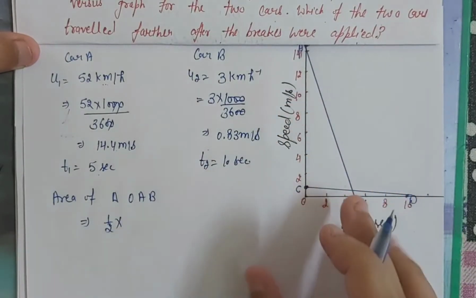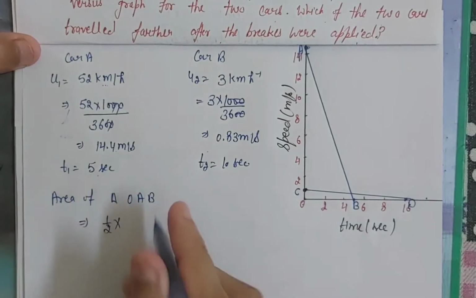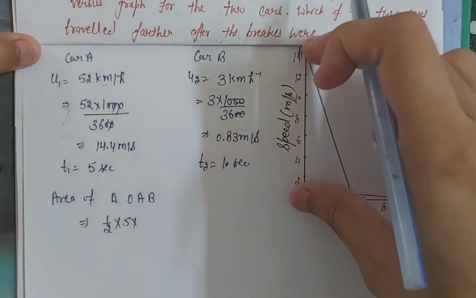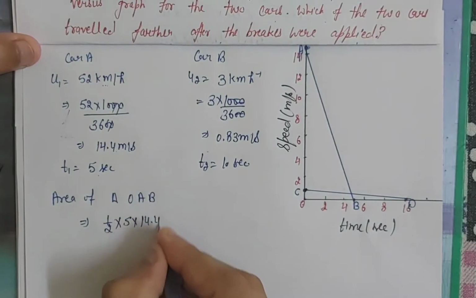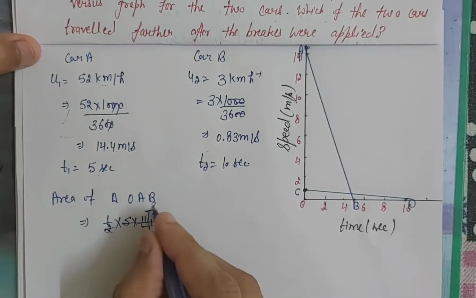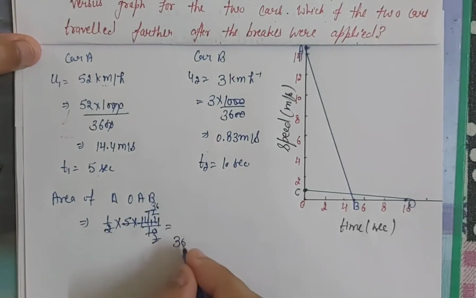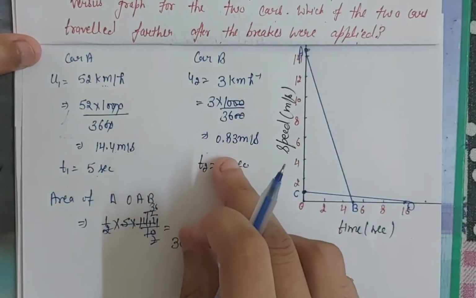So what is the base of this triangle? The base value is given as 5 seconds. And what is the value of the speed? The speed value is 14.4. So when we cut it, it will be equal to 72 by 2, that is 36 meter. And same for car B.